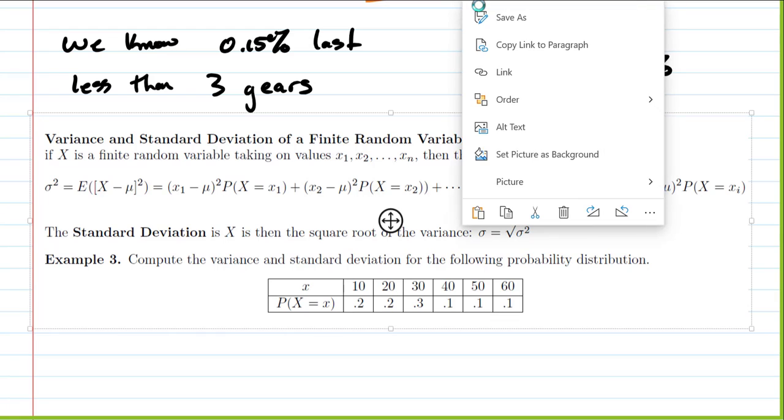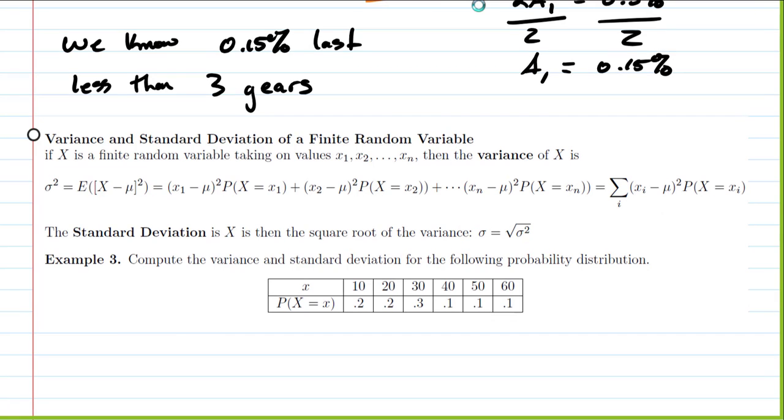So if x is a finite random variable taking on the values x1 through xn, then the variance of x is sigma squared equals the expected value of (x minus mu) squared, which is (x1 minus mu) squared times the probability that x equals x1, plus dot dot dot all the way out, or in sigma notation, (xi minus mu) squared times the probability that x equals xi. The standard deviation is the square root of sigma squared.